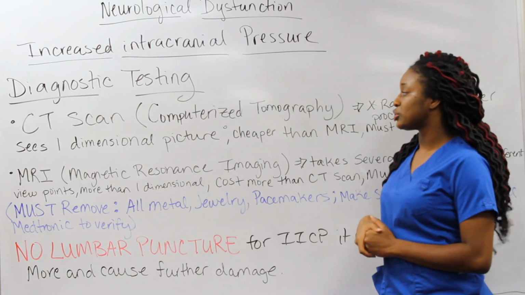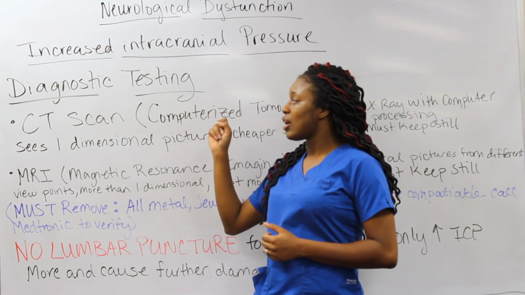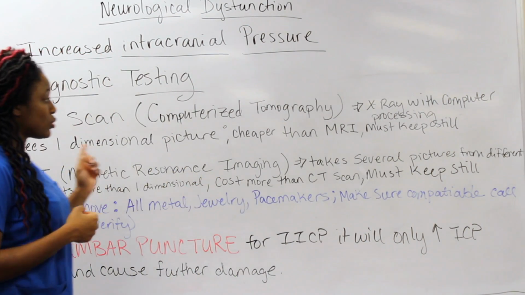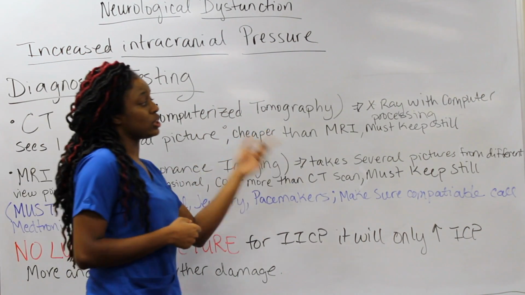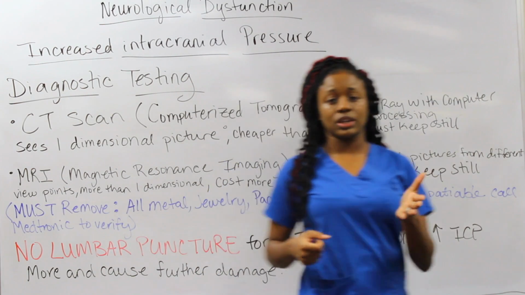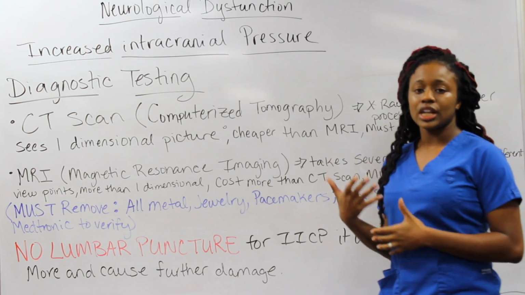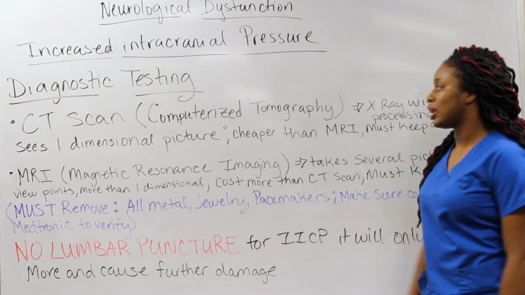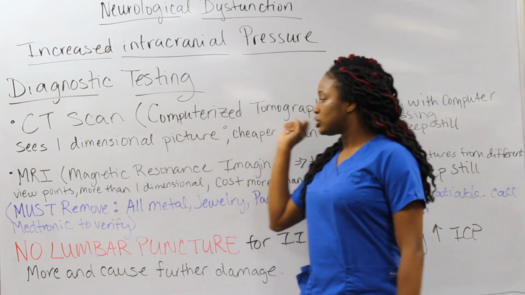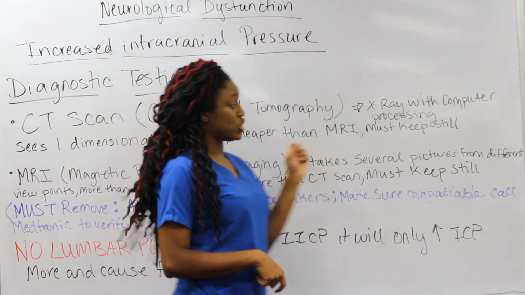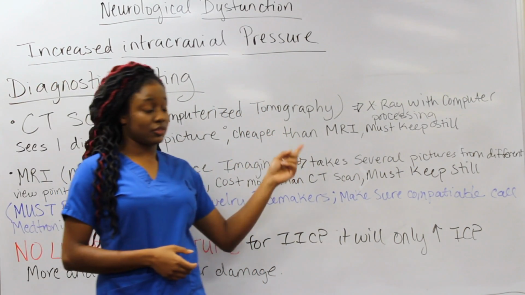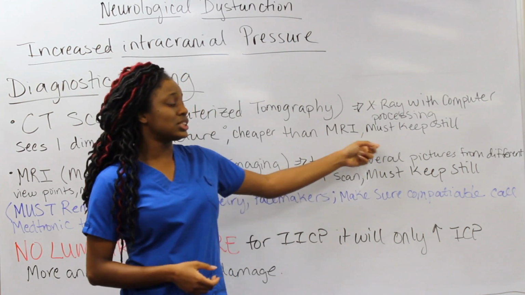So first off is you have your CT scan, which CT scan pretty much stands for computerized tomography, which is an X-ray with computer processing, okay? So it's almost as if you were going for an X-ray. The only thing is that this one is more of a high-tech X-ray, all right? It sees in one-dimensional pictures. It's very cheap. Well, not as cheap as an X-ray, but it's cheaper than an MRI for a fact, okay? And you must keep still.